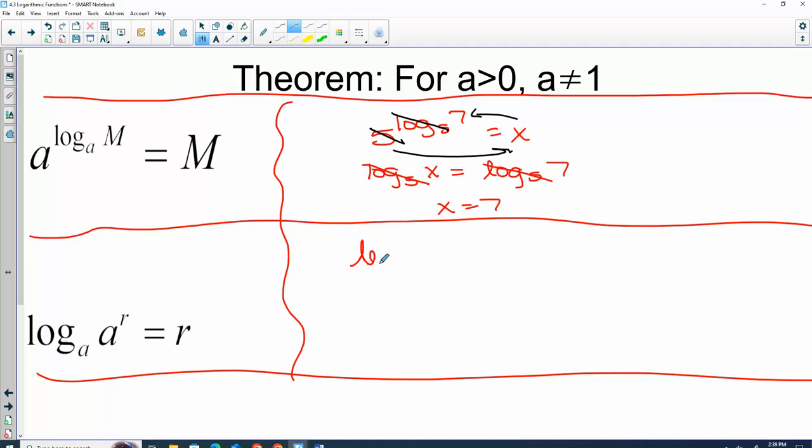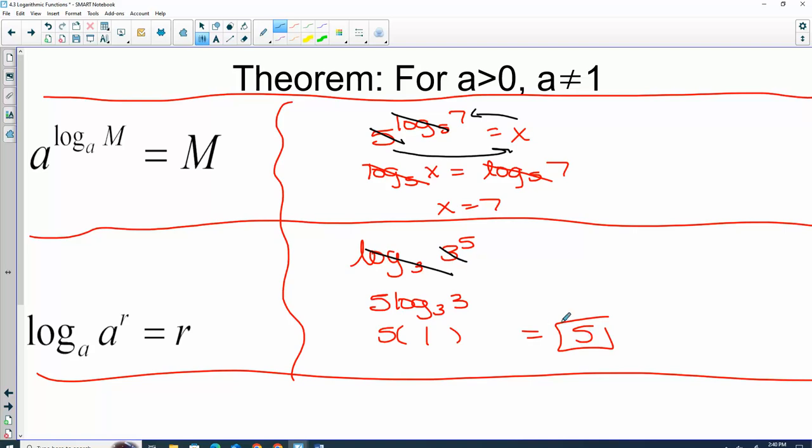Next one. If I said log base 3 of 3 to the 5th. Okay, properties of logs, what can happen with that 5? It comes down in front, so that's 5 times log base 3 of 3. Okay, 3 to what power equals 3? 1. So 5 times 1 is 5. So when you have a log and an exponential, again, they're inverses, they undo one another, and we just get our argument back.